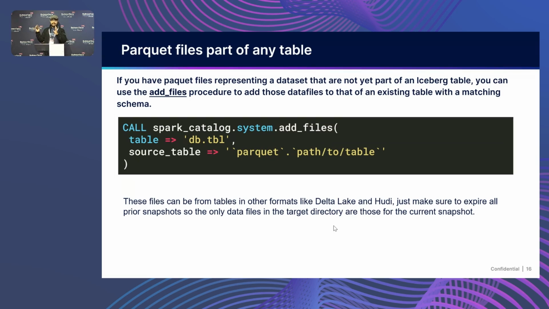So first you would create an empty Iceberg table with the matching schema, and then you can just run this procedure and say, hey, this folder of Parquet files, add that to this table. And now, going forward, those files are part of the table. The metadata is written, no data files are rewritten.